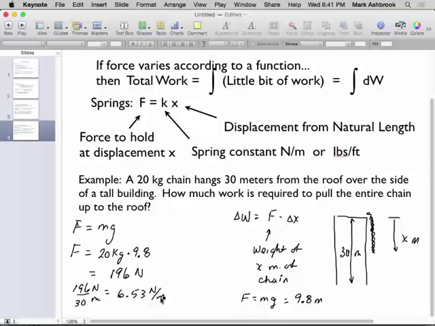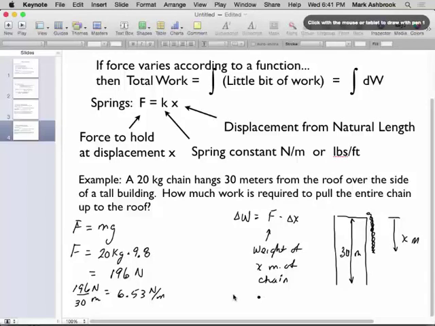That's the weight per unit per meter. So this 20 kilogram, 30 meter chain, every meter weighs 6.53 newtons. So then how much does x meters weigh? We don't need this mass anymore. We took care of the mass over here. Okay, so what we need is the weight of x meters of this chain. How much does x meters of this chain weigh?